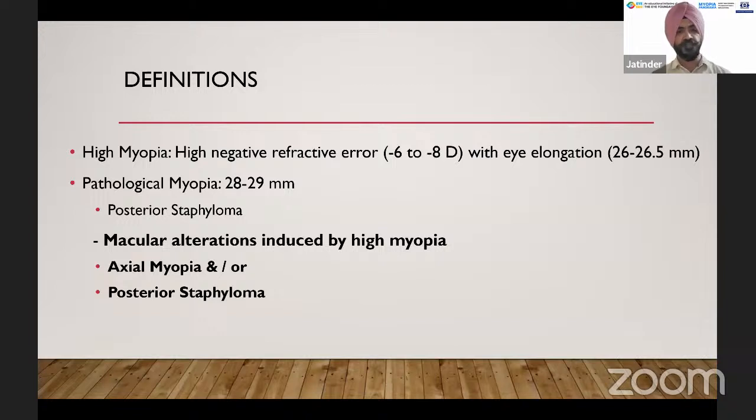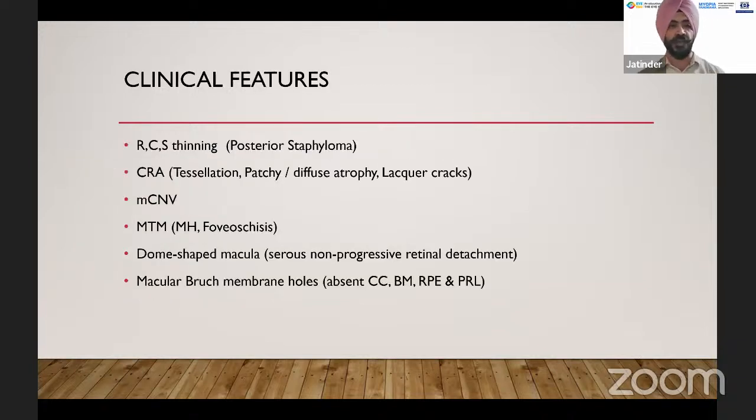The high myopia definition was typically described as high negative error, somewhere between -6 to -8 diopters with eye elongation, the axial length being 26 to 26.5 millimeters. And pathological myopia was labeled as 28 to 29 millimeters. However, this was disputable. And now what is agreeable is any macular alteration which is induced by high myopia with axial myopia and/or posterior staphylomas. Posterior staphylomas is the pathognomonic finding, and we'll discuss that more in detail.